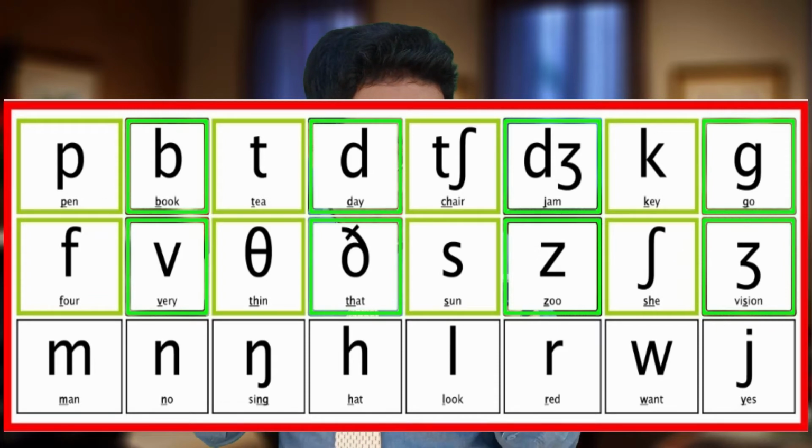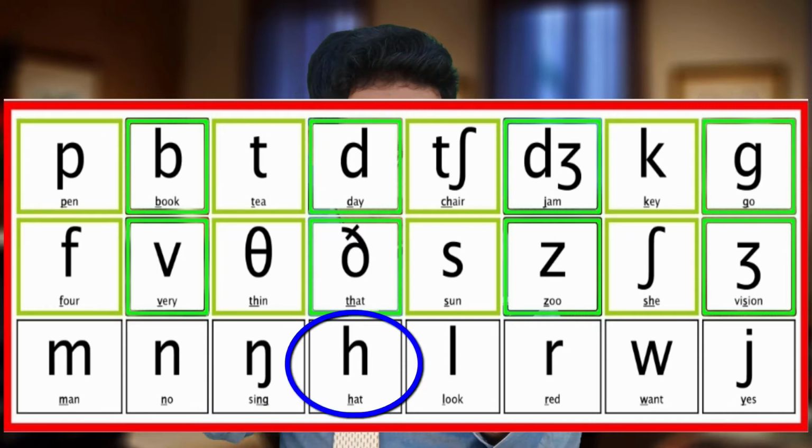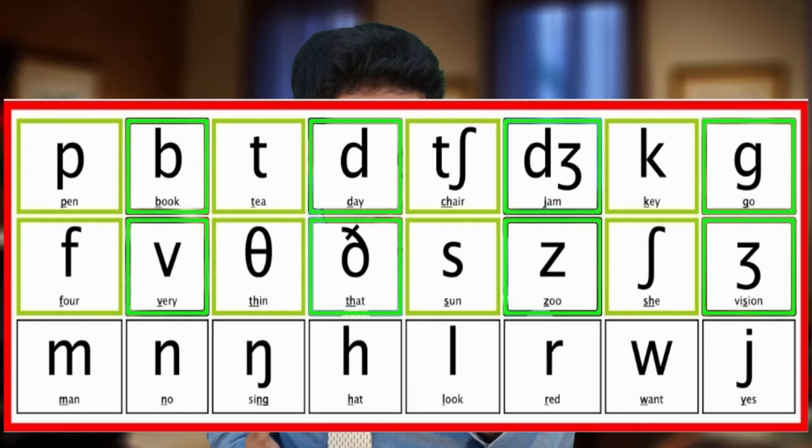zh sound as in vision or pleasure. Nasal sound. The following 3 sounds are the nasal sounds. M as in man, N as in no or nasal, Ng as in sing or shrink. Fine. H, simple H sound as in hat or hit.